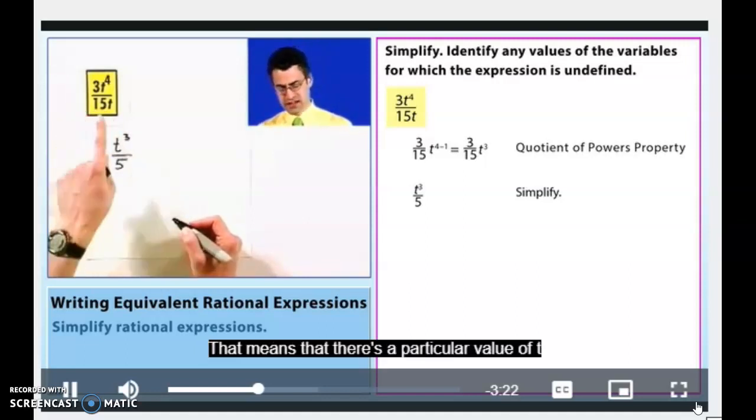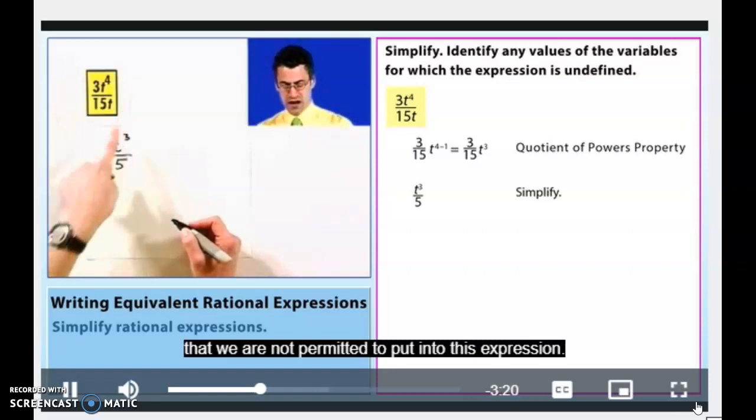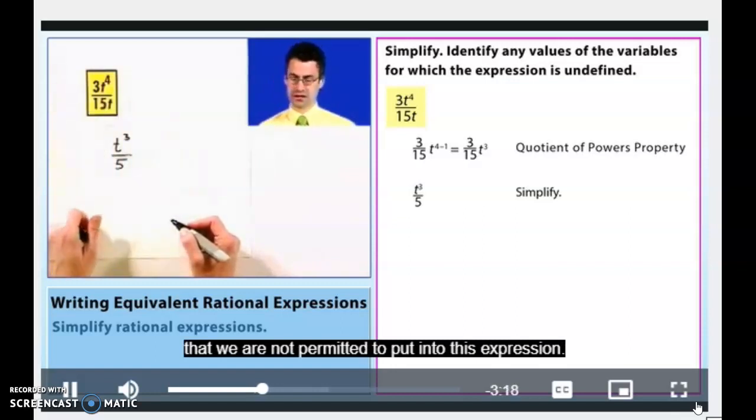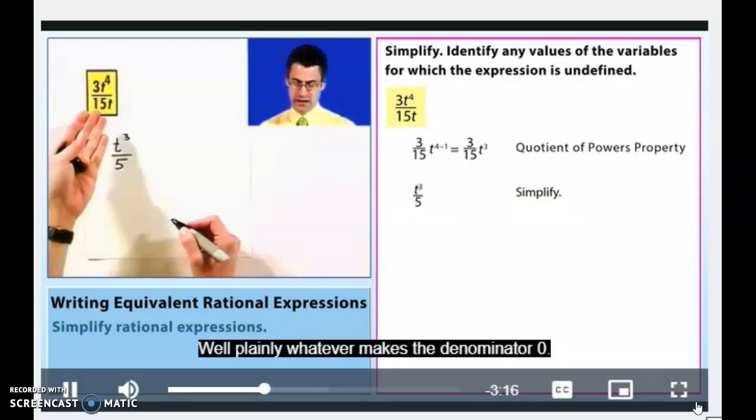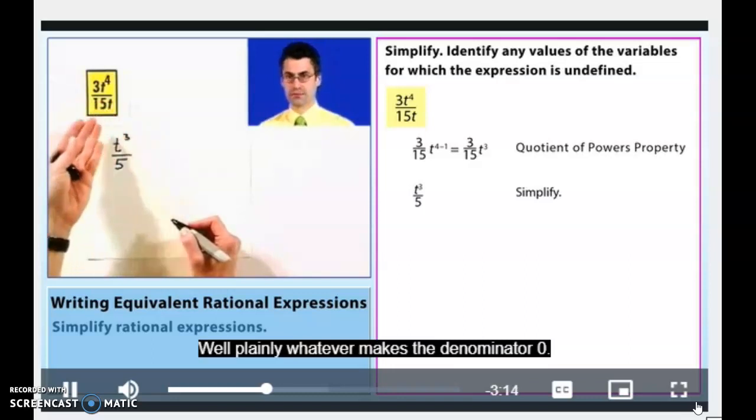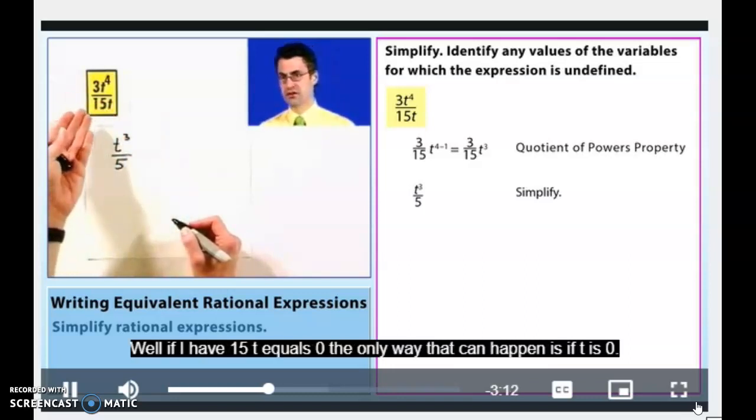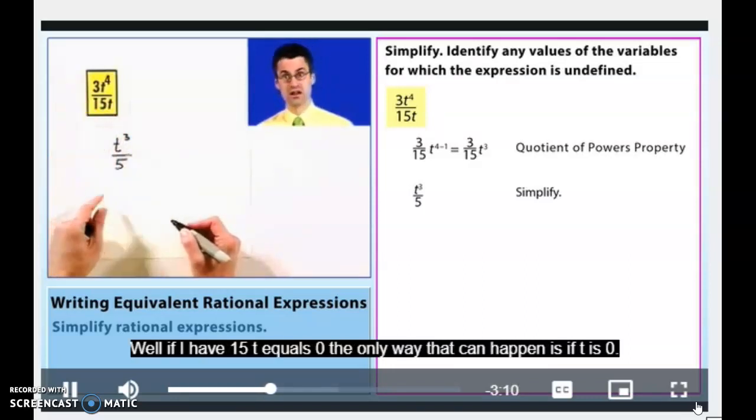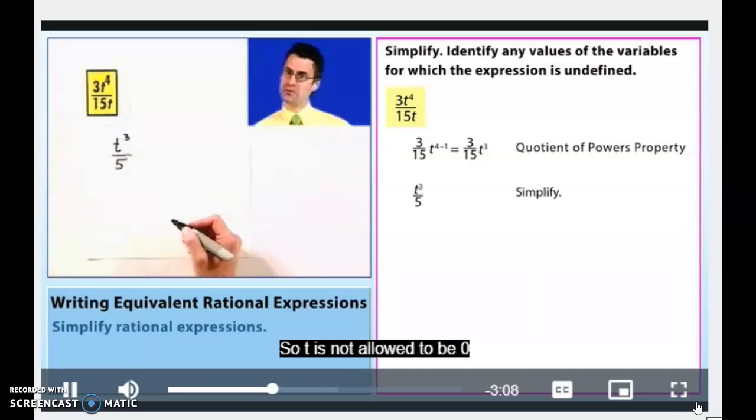That means that there's a particular value of t that we are not permitted to put into this expression. And what is that value? Well, plainly, whatever makes the denominator 0. Well, if I have 15t equals 0, the only way that can happen is if t is 0. So t is not allowed to be 0.